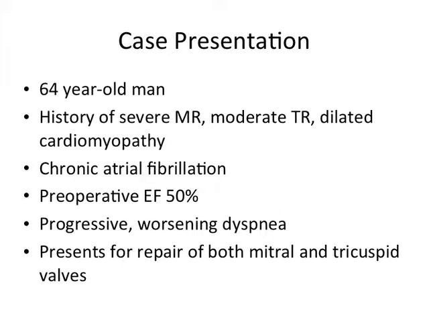The case presentation this month involves a 64-year-old man with a history of severe mitral regurgitation, moderate tricuspid regurgitation, and dilated cardiomyopathy. He also has a history of chronic atrial fibrillation. His preoperative echocardiogram demonstrated an ejection fraction of 50%. He complains of progressive worsening dyspnea and limited physical activity tolerance, and he presents for repair of both mitral and tricuspid valves.